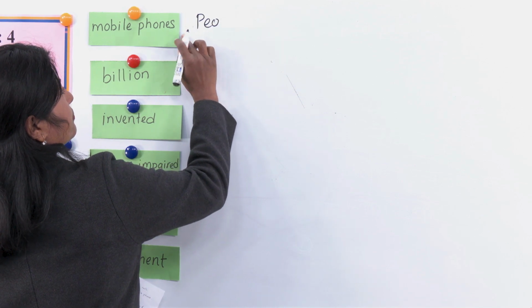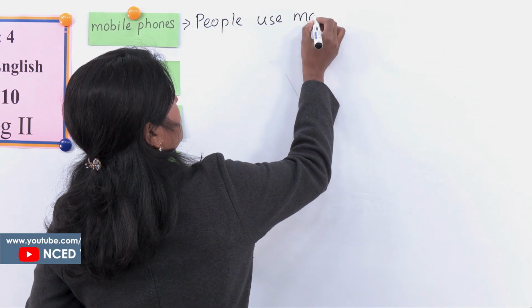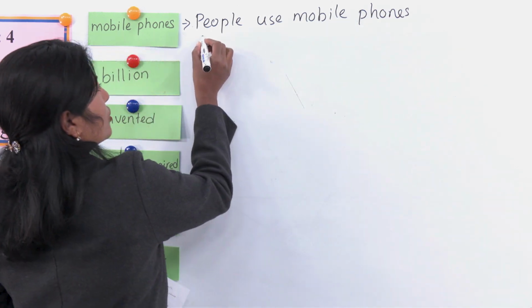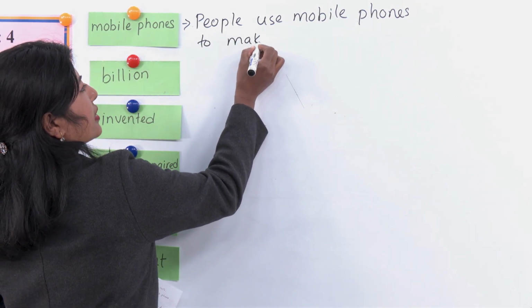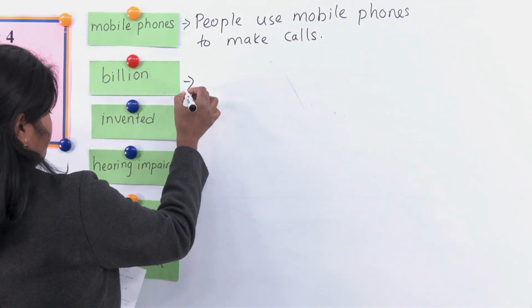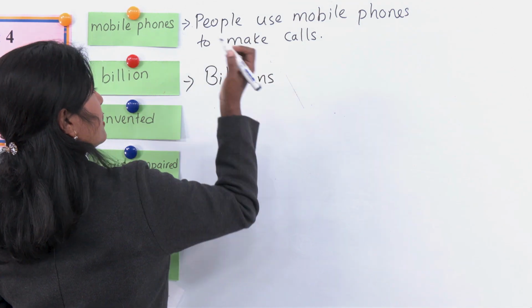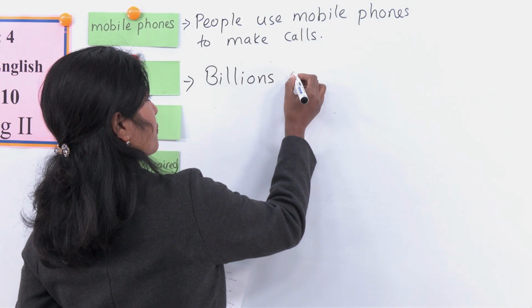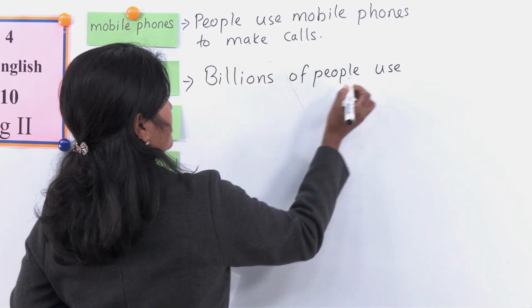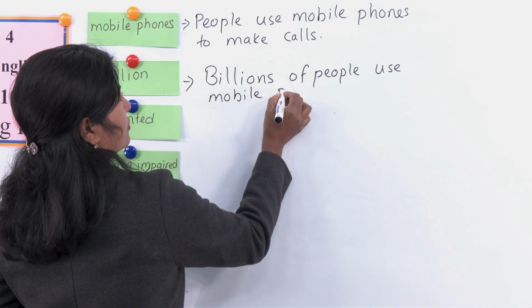Like the first one is mobile phones. People use mobile phones to make calls. Billions. Let's make it billions of people use mobile phone.